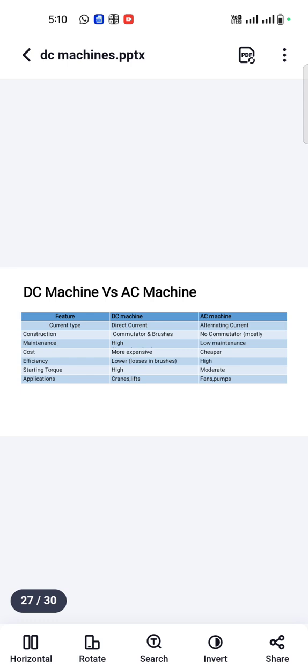Okay, then what about efficiency? It's lower only compared to AC machine. Okay, starting torque, DC machine is high, but AC machine has moderate. Okay, application, crane lift, this is for DC machine, and fan for AC machine. Okay, shall we move to the next slide?